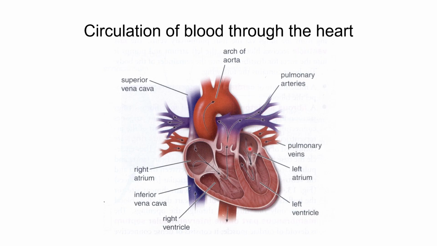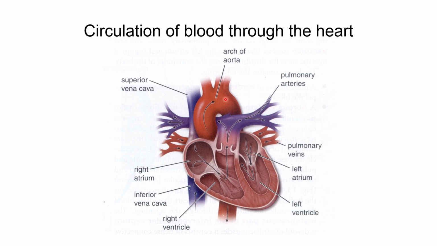The blood that's reaching the left atrium goes to the left ventricle, and will get out of the left ventricle through the aorta, this large artery, going to all the rest of the body. This is what we refer to as systemic circulation.